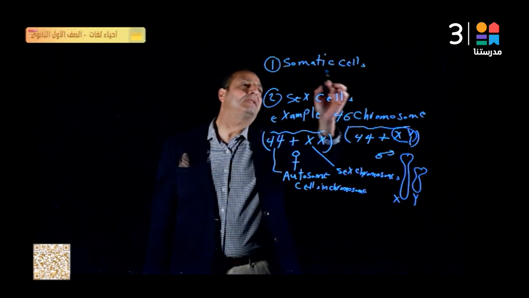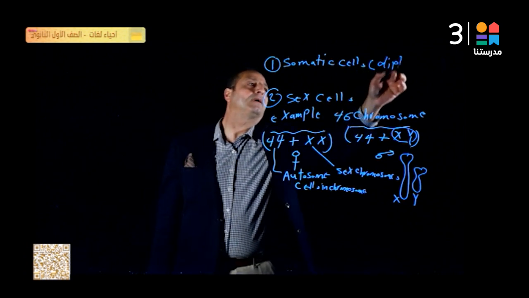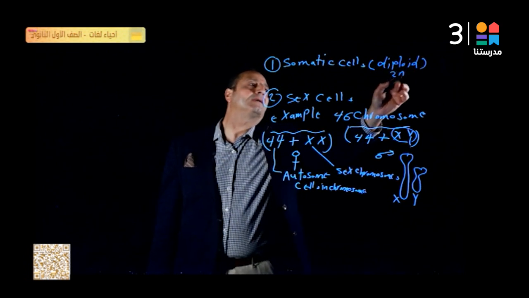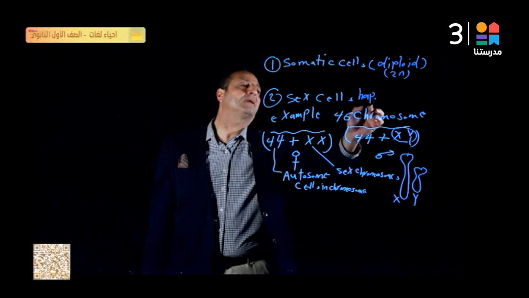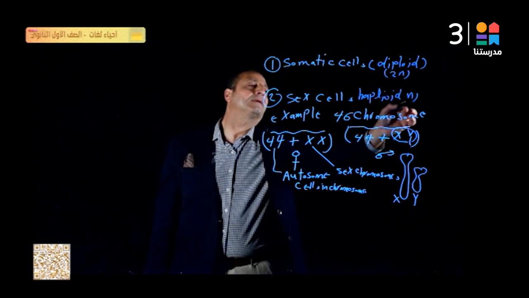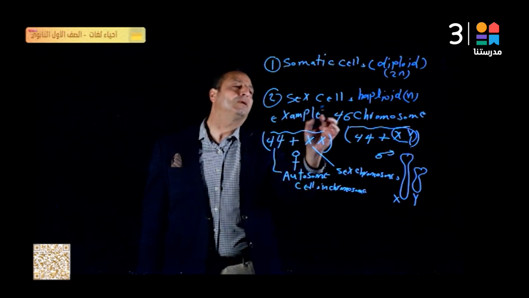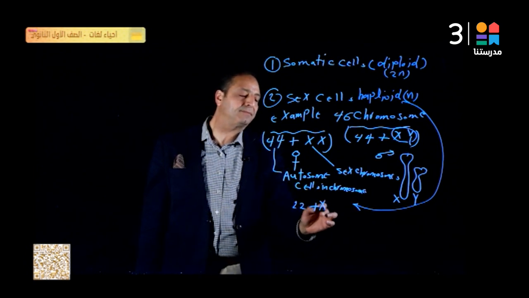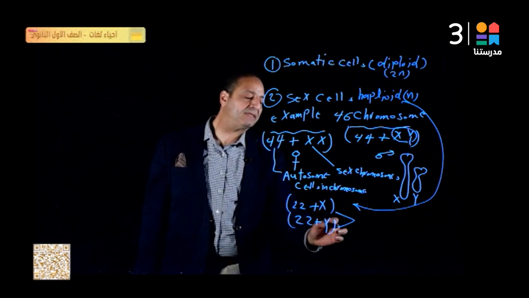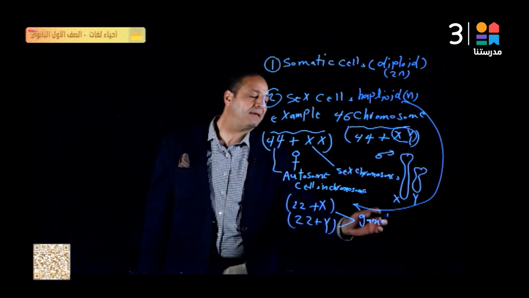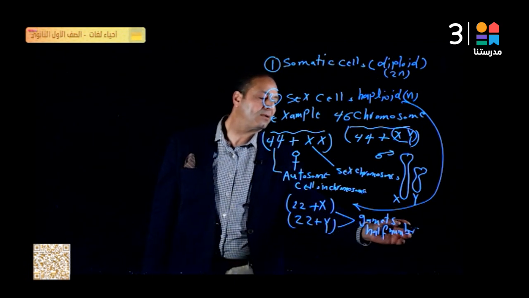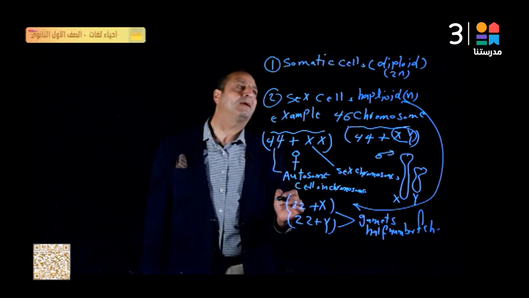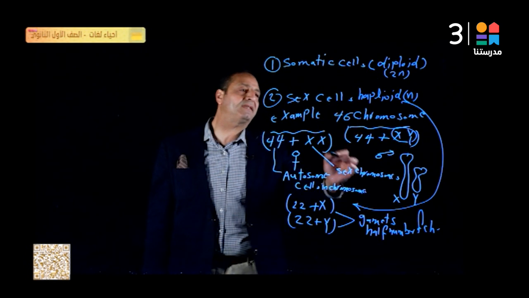Somatic cells are diploid, 2N. Sex cells are haploid, N. For example, sex cells: 22 plus X, or 22 plus Y. These represent gametes, which have half the number of chromosomes. Okay? Another point related to this lesson: the gene.